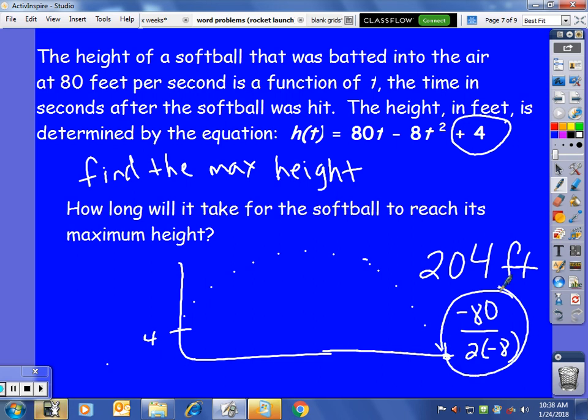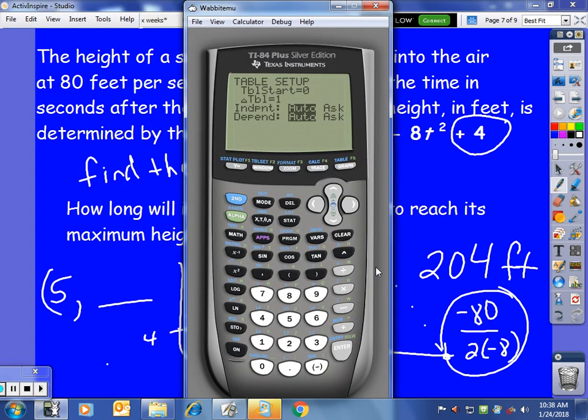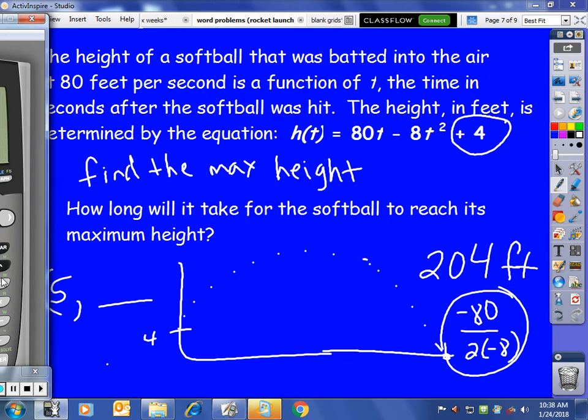Okay. So the opposite of b over 2a would give you 5, but you need to understand that's not the height number, that's the time number. So then I would go to my calculator, look at the table of values. I would tell the table to start at 5, and then look across from the 5, and there's my height number.